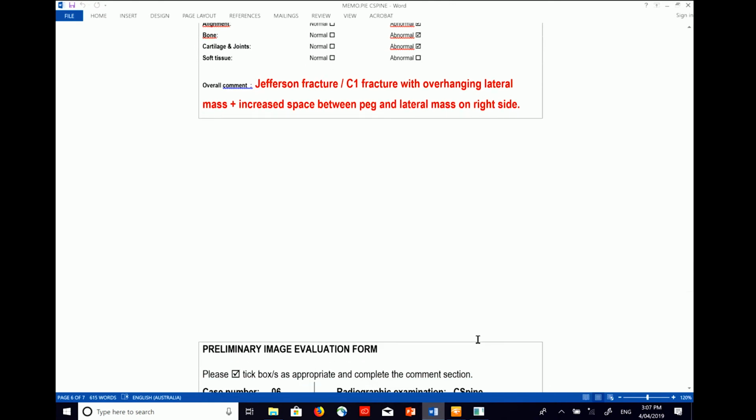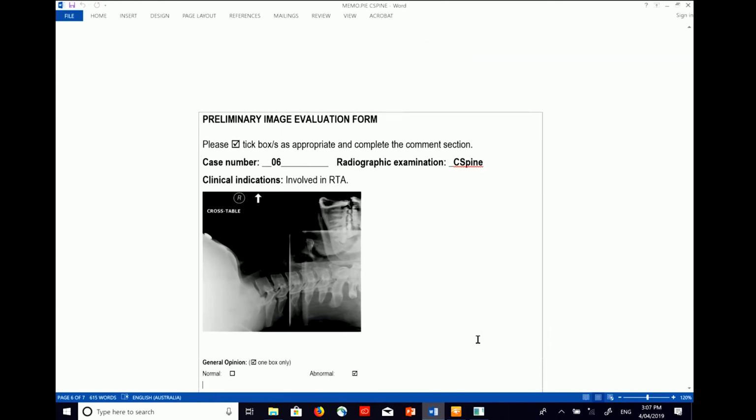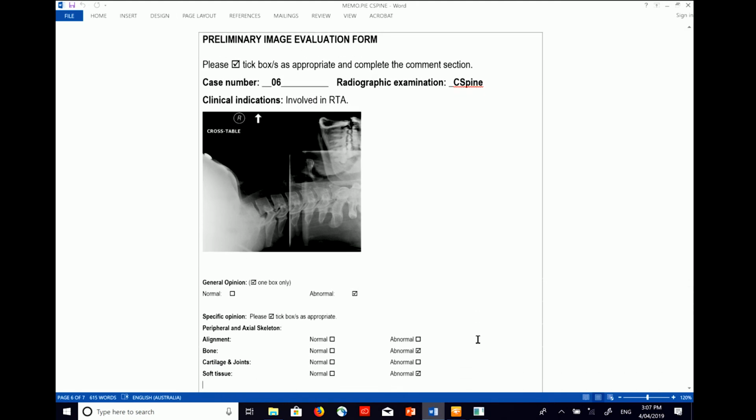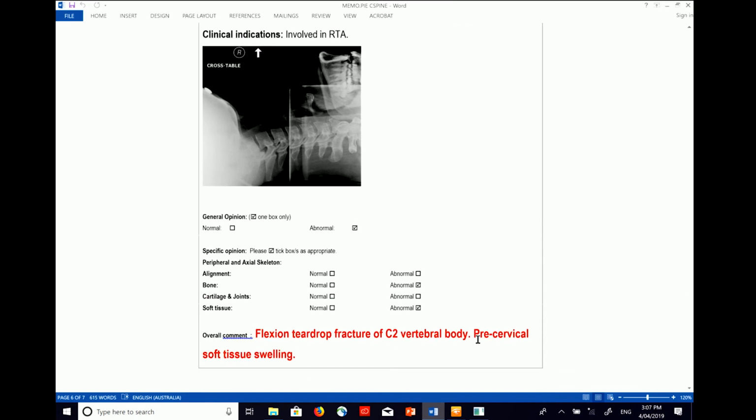So then for case 6, it's abnormal, the bone is abnormal, and also the soft tissue is abnormal. And your comment should be that there's a flexion teardrop fracture of the C2 vertebral body with pre-cervical soft tissue swelling.